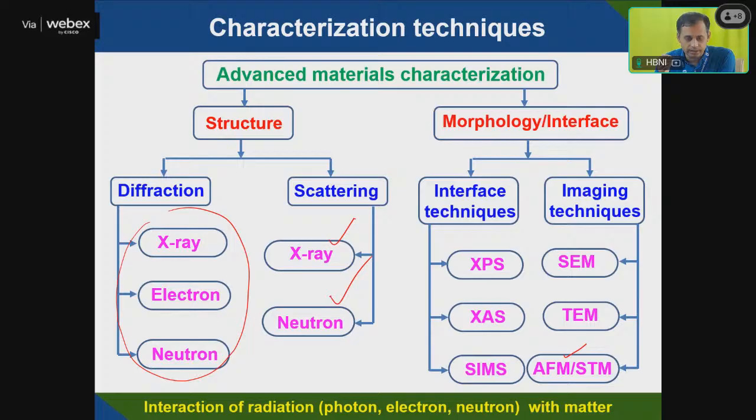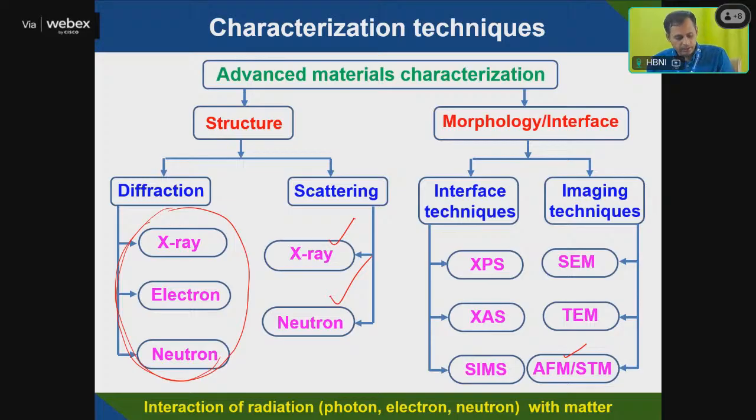Similarly in scattering, we will see two techniques: one is small angle X-ray scattering, another is small angle neutron scattering. These are mainly X-ray and neutron techniques, and we will study how they are complementary to each other. In morphology, I will mainly focus on these six techniques.